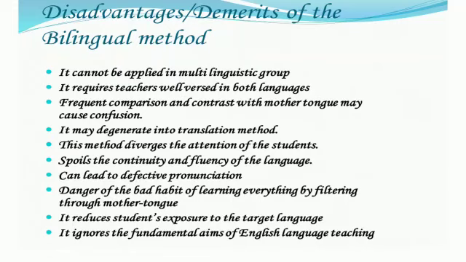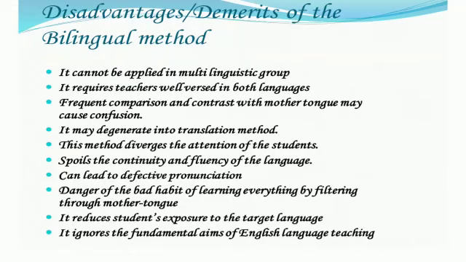Did you understand? The next point is it requires teachers well versed in both languages. Both languages means what? The English language as well as the mother tongue. So what is the first point? It cannot be applied in a multi-language group. The bilingual method is not applicable for the multi-language group. Second point, it requires teachers well versed in both the languages.